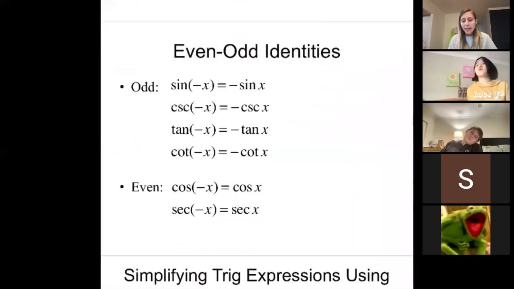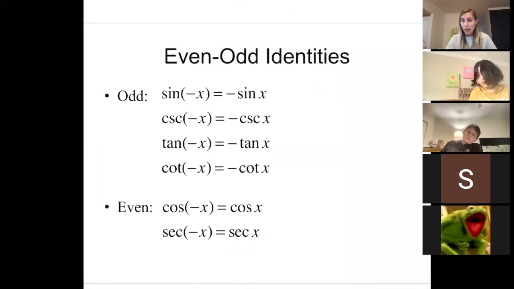Okay, the last set of fundamental identities in this section are the even-odd identities, which you already know. We've talked about all of these. So I have all the odd identities stated and then all of the even identities stated.